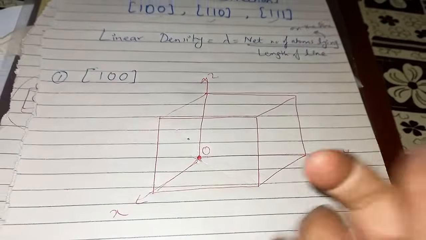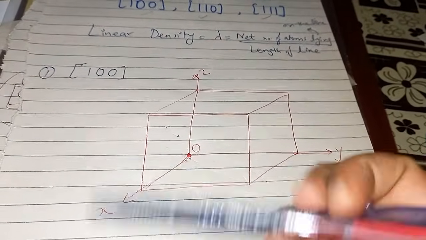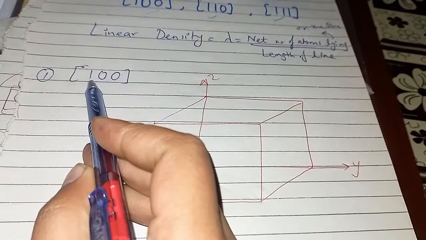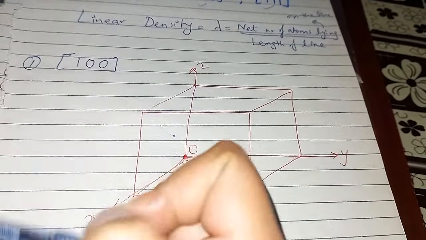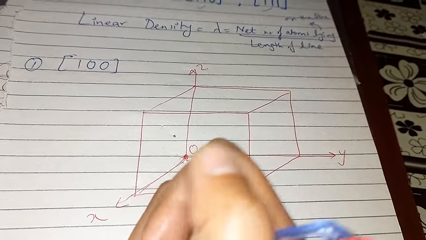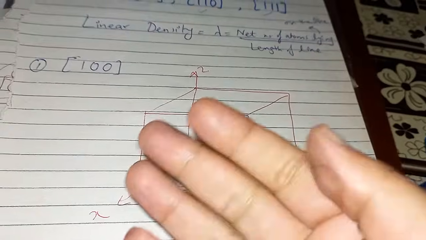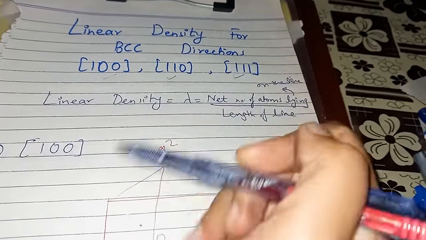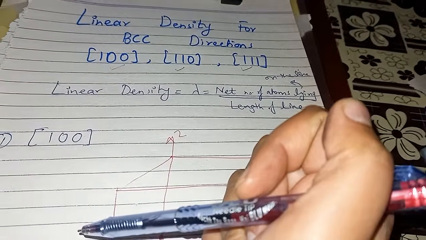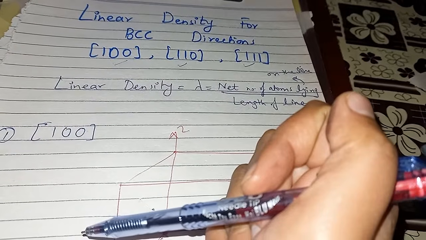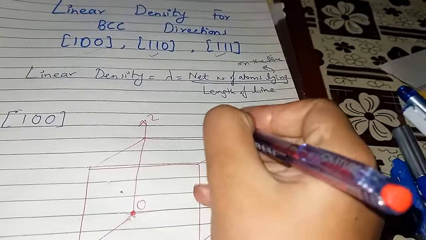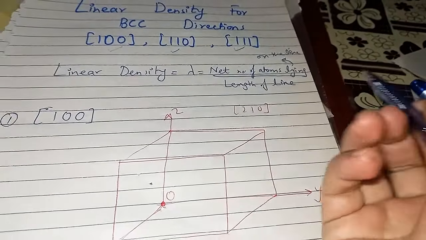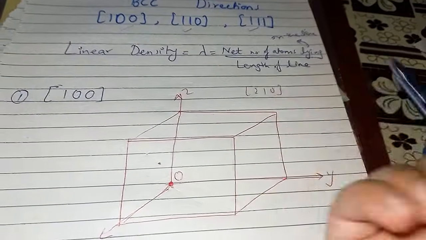The first step is to draw the direction, and in drawing the direction, you have to divide by the LCM of the non-zero Miller indices. This is one of the basic steps that needs to be done. In case of these directions, it doesn't need to be done because the LCM is 1, so dividing by 1 doesn't bring any change. But for other directions like 2, 1, 0, you have to divide by the LCM of the non-zero Miller indices.